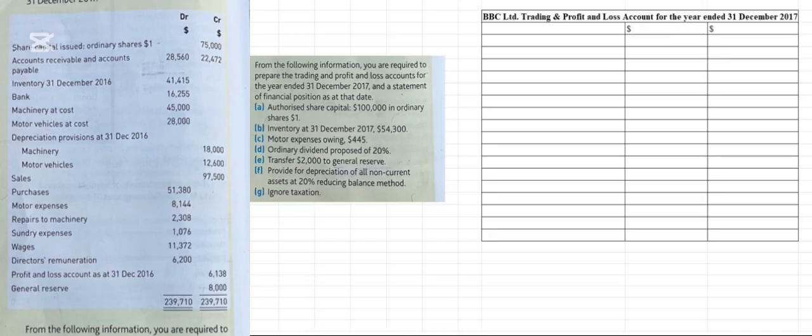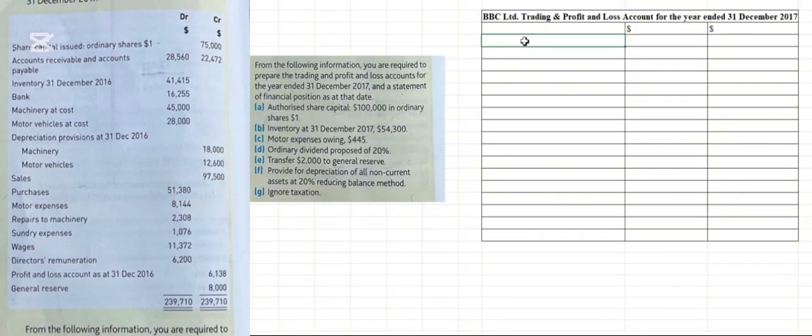The following is the trial balance of BBC Limited as on the 31st of December 2017. They gave us some transactions. In the footnote, they tell us that from the following information, we're required to prepare the trading and profit and loss account for the year ended the 31st of December 2017 and a statement of financial position as at that date.